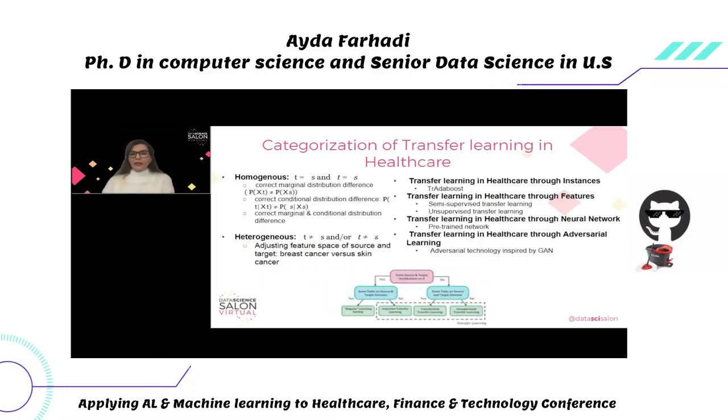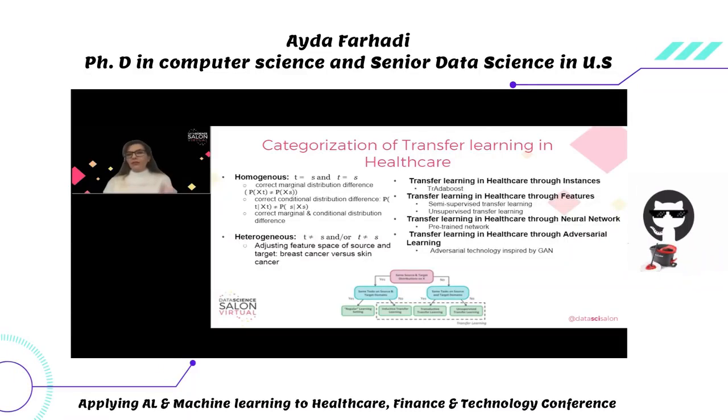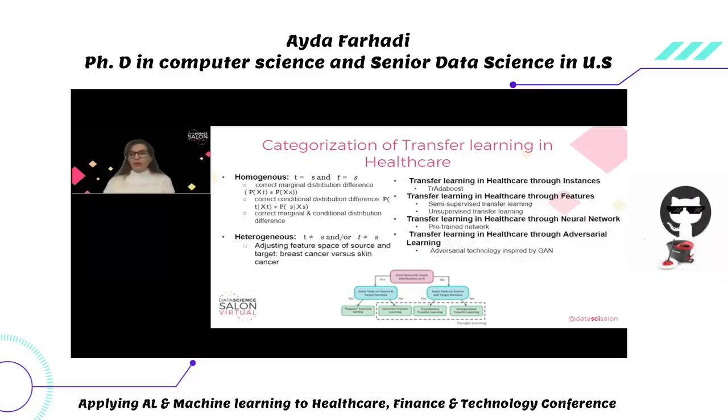Here is a different categorization of the transfer learning. It can be homogeneous or heterogeneous. Homogeneous is when the feature space between source and target is the same and the target is the same. For example, both of them are about the heart disease, and also both of them are images. On the other side, heterogeneous is when the feature space is different. One of them is image, the other one is text, or the target is different. One of them is heart disease, the other one is skin cancer.